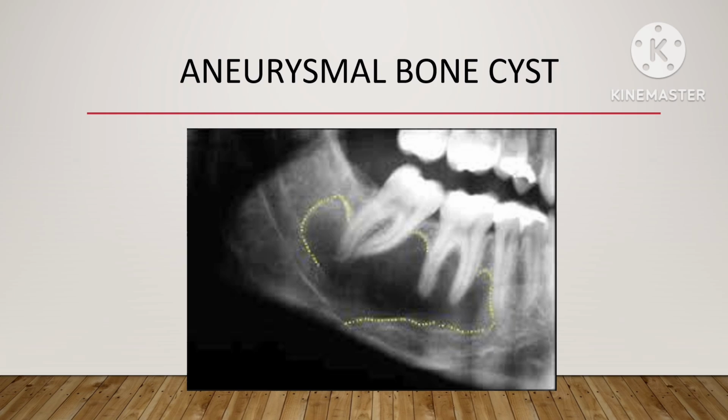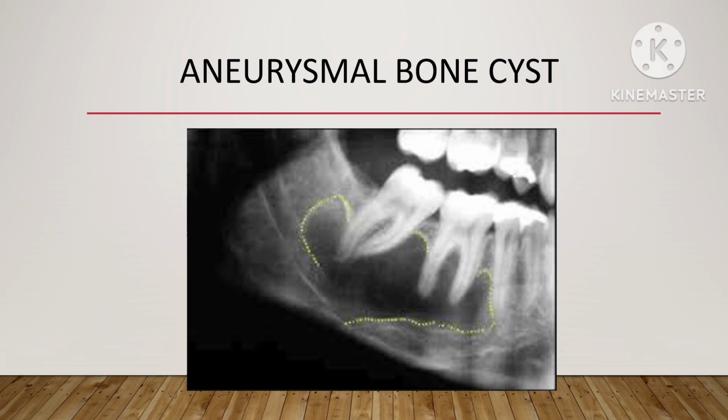Radiographically, aneurysmal bone cyst typically shows a multilocular radiolucent lesion with a characteristic soap bubble or honeycomb appearance. Cortical bone expansion or thinning is also common, which can resemble other aggressive lesions on imaging. Usually they are well defined but may appear irregular in some cases.